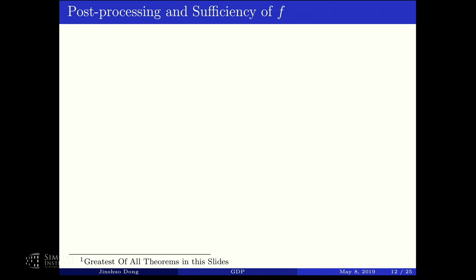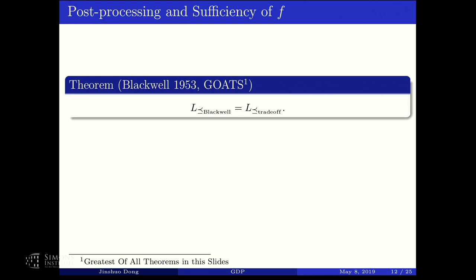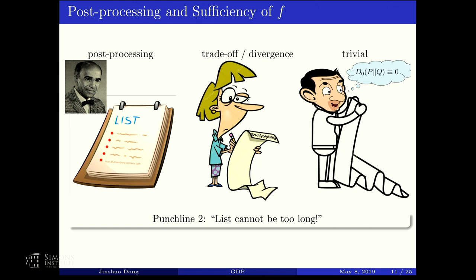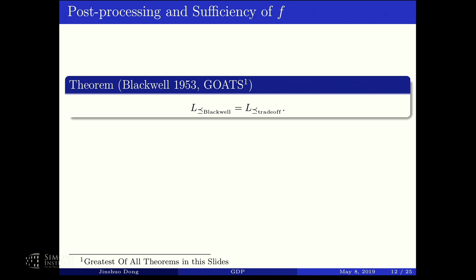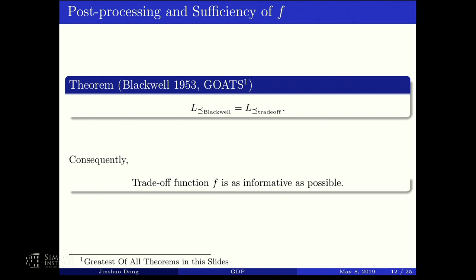And here comes the great theorem of Blackwell, that Blackwell's list is equal to the trade-off list. So if you think of going from here to here as losing information, then this thing is the most informative. So from here to here is just by heuristic. And you may disagree with this statement, but at least I want to point out that this is a relevant theorem.